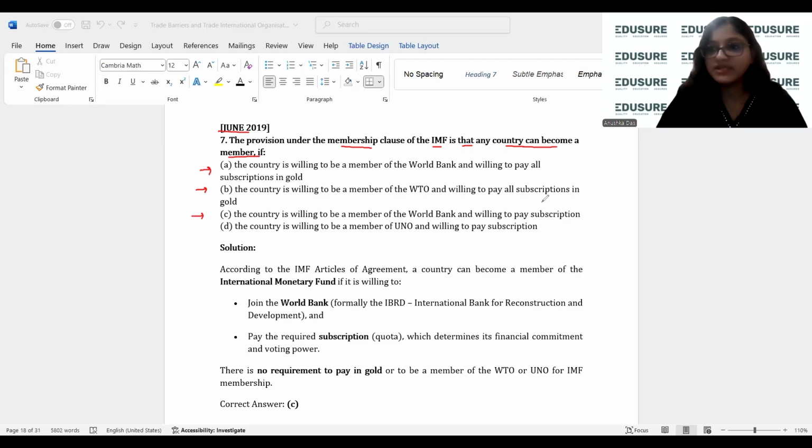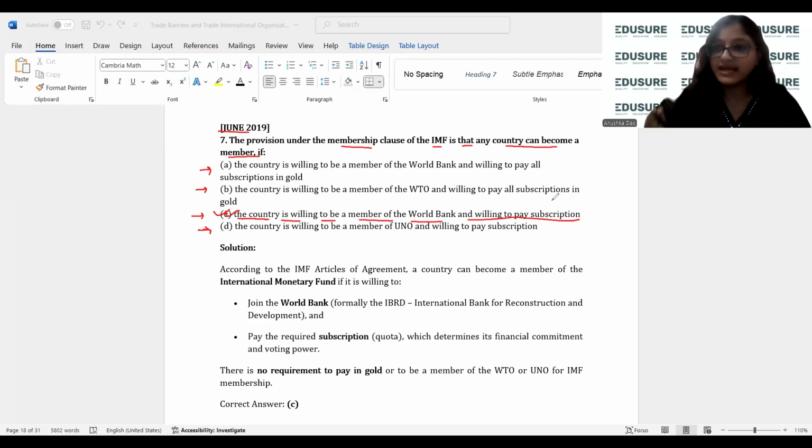It can be in cash, it can be in gold, anything. Fourth is the country is willing to be a member of UNO and willing to pay subscription. So, what will be the answer? The answer will be option number C. Subscriptions can be paid in any form. It is not mandatory that you have to provide gold. You can provide cash, government bonds, anything. The country is willing to be a member of the World Bank, willing to pay subscription.